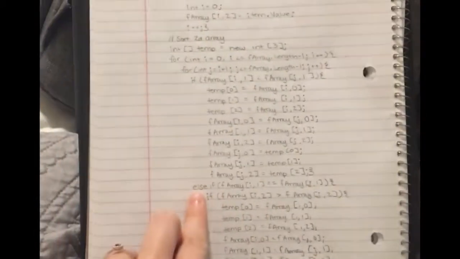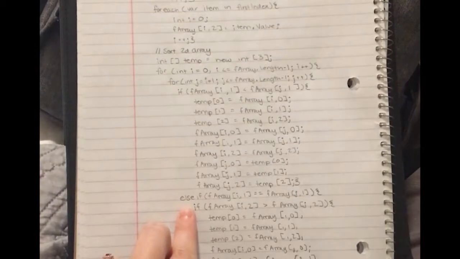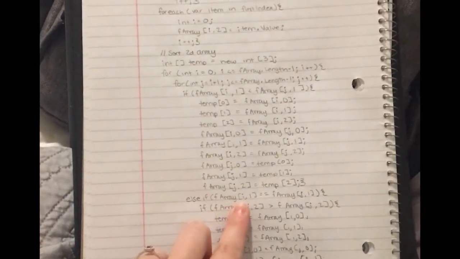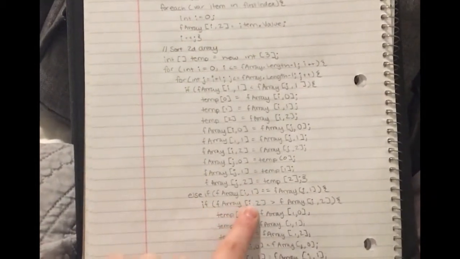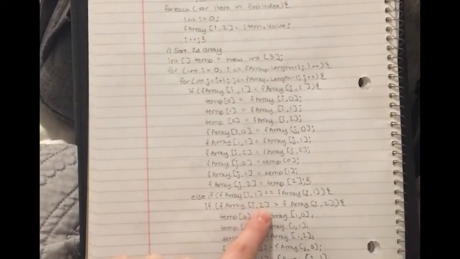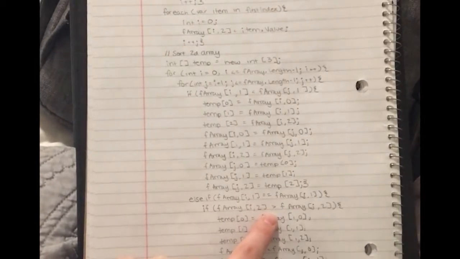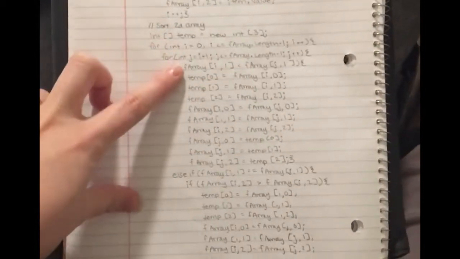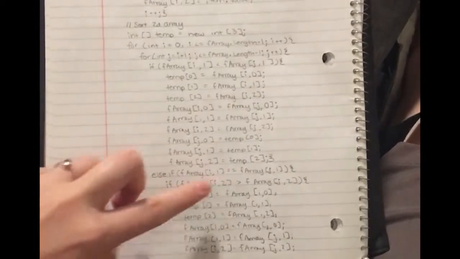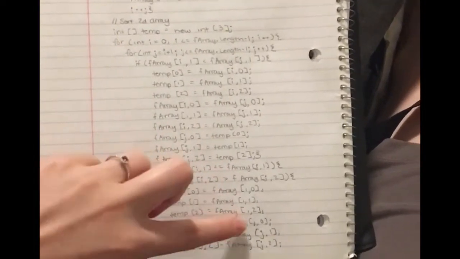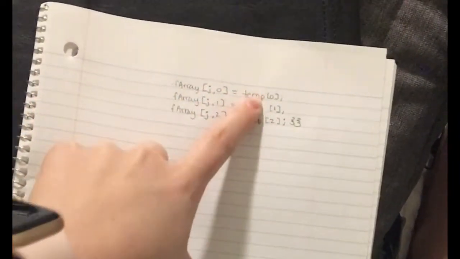Now another thing that we need to check is if they're equal, the frequencies are the same. Then we're going to check if the second index is greater, which would mean it came later, then we're going to have to do the same swap. So the temporary is set to the i values, the i values are then set to the j values, and the j values are then set to the temporary values.